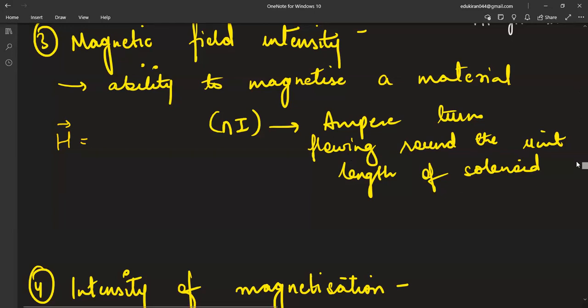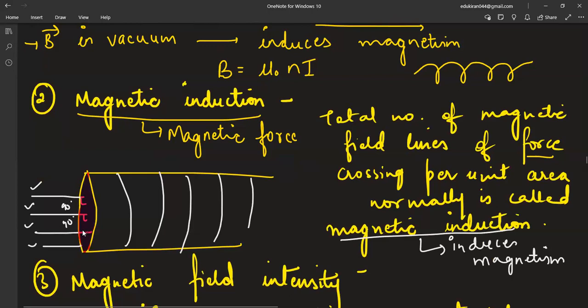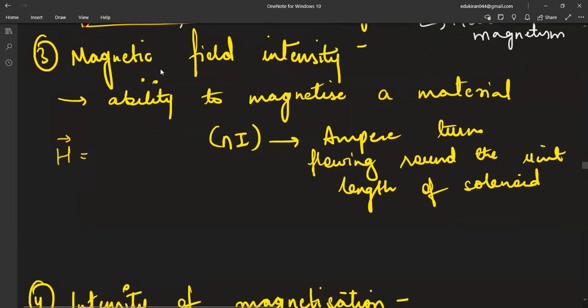I told you, we talked about the perpendicular ones. What about those which are wrapping the wire, wrapping your solenoid? Suppose we take a solenoid, and a wire flowing through it. This we discussed: these are magnetic induction. What about those which are flowing round the length of it? For these, we have magnetic field intensity. This is how we differentiate magnetic field intensity and magnetic induction. It is the ability to magnetize a material. Ampere turns means the current flowing around the unit length of the solenoid.